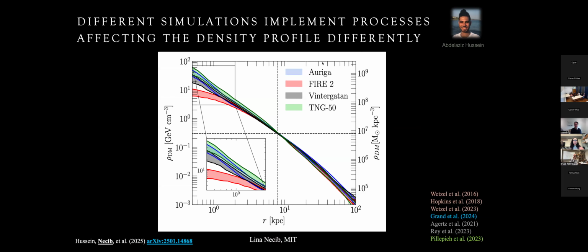In particular, what we did in this paper that we posted in January was look at 4 different suites of simulations and try to see how well this prescription of adiabatic contraction actually agrees with what they've seen. The 4 simulations that we have are Auriga, FIRE-2, Vintergatan-10, and TNG50. And for each of them, we take 6 galaxies. That's why there is a band, just to show the galaxy variation here.